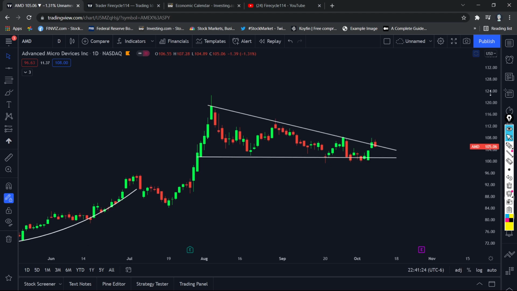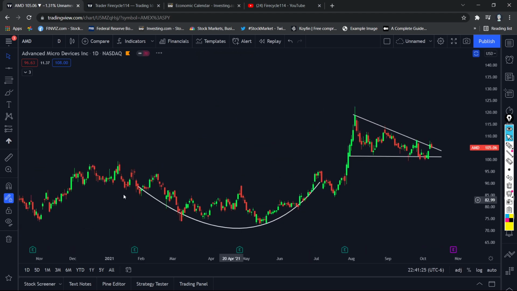I'm loving this AMD play. Again, as you guys can see, we had this huge cup and handle, but overall, bullish or bearish, that is why I'm loving this AMD play. This is going to be the main play for this week.